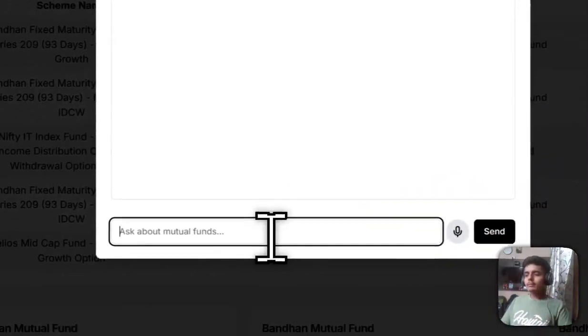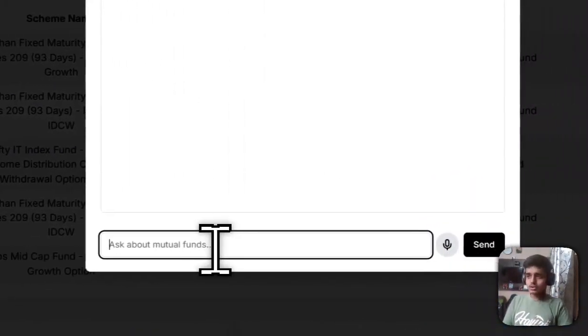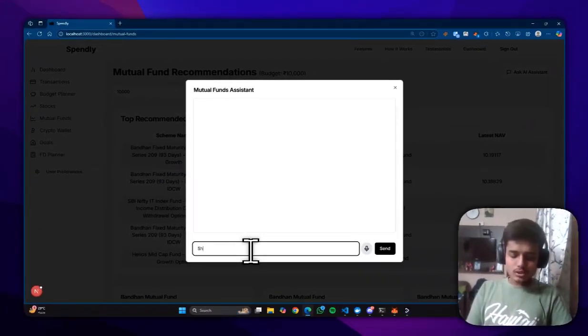Here also we have implemented the same thing as stocks, which is the chatbot, like should I buy Bandhan mutual fund?